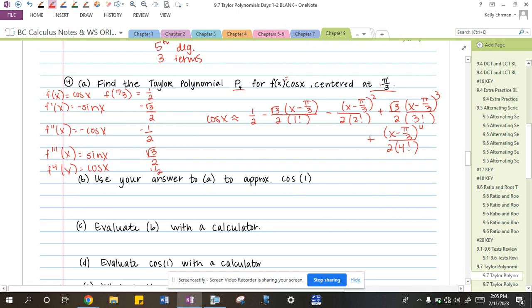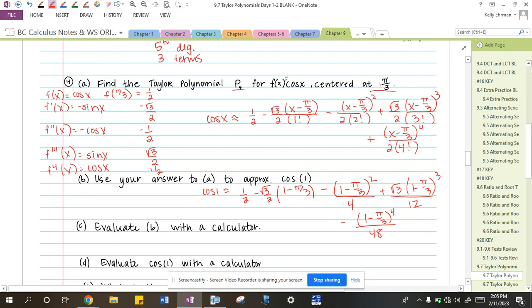Use your answer in A to approximate cosine of 1. So cosine of 1 is about equal to 1/2 minus radical 3 over 2 times 1 minus pi over 3, minus 1 minus pi over 3 squared over... Now I would start simplifying this so I have less to type in. I'm not going to type it in because that'll probably kill my battery. But yeah, you're just typing all this in. Cubed over 2 times 6 is 12. Minus 1 minus pi over 3 to the fourth over 4 factorial is 24. 2 times that.